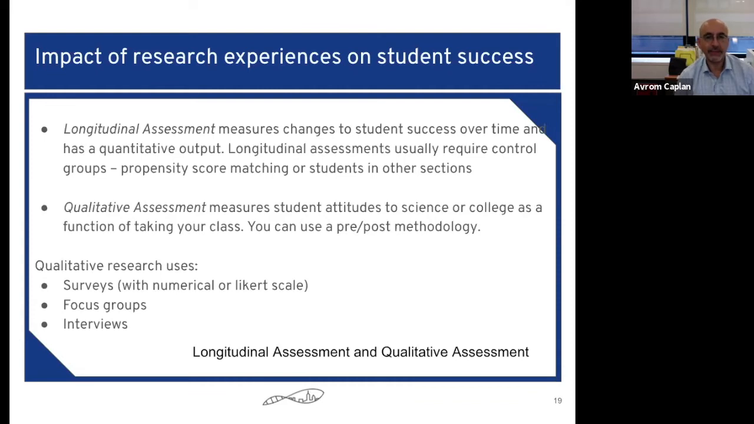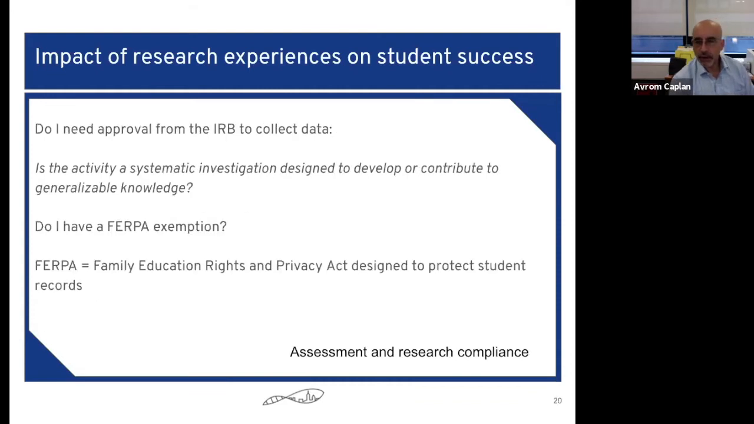Okay, next slide. So you have some instruments, you have a plan, but it's also true that if you're assessing the outcomes of your course, then you may need IRB approval. The Institutional Review Board is there to protect the subjects of human subjects research. It's usually an independent, faculty-led committee. And you have to answer the following question to determine whether you'll need IRB approval: is the activity that I'm performing a systematic investigation designed to develop or contribute to generalizable knowledge?